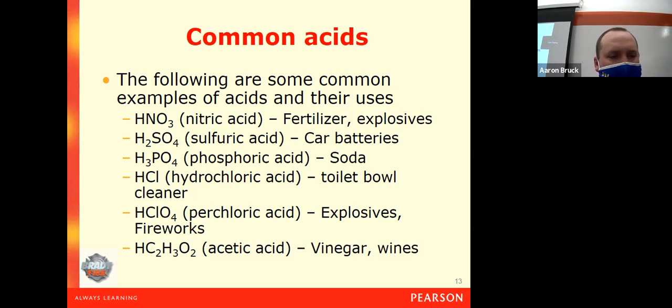Sulfuric acid. Sulfuric acid is the wet component of a wet acid battery. The wet acid battery that we are most commonly familiar with is the lead acid battery that powers most of our vehicles. And it is sulfuric acid, actually pretty concentrated sulfuric acid, that provides the conducting medium between those lead plates to allow the battery to work.